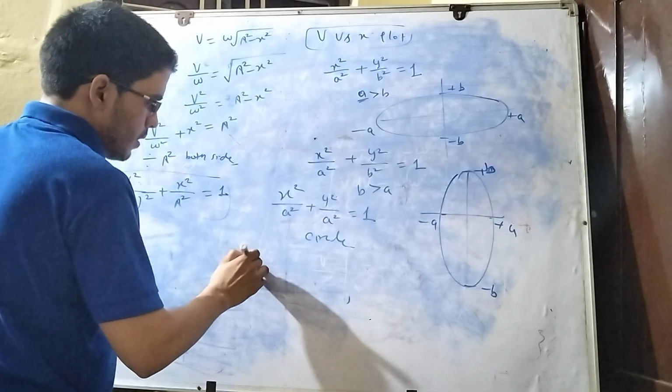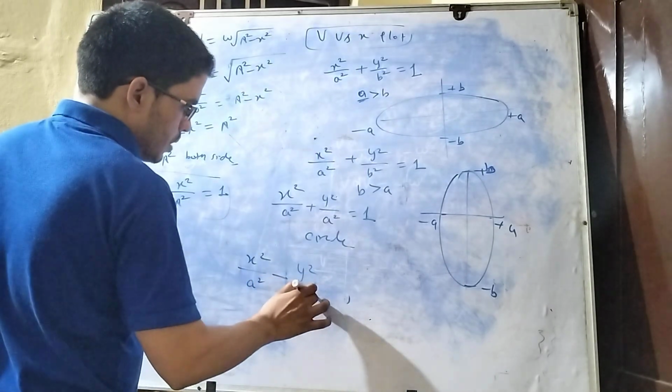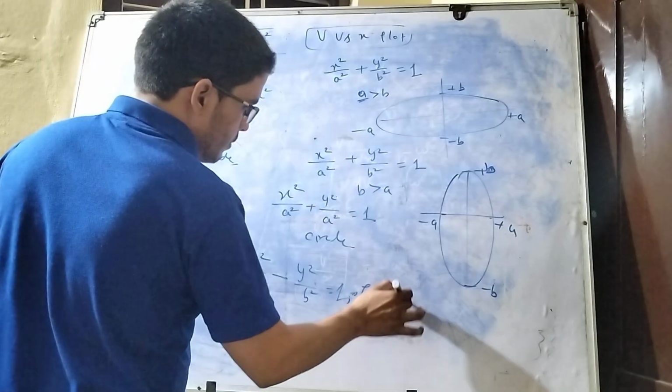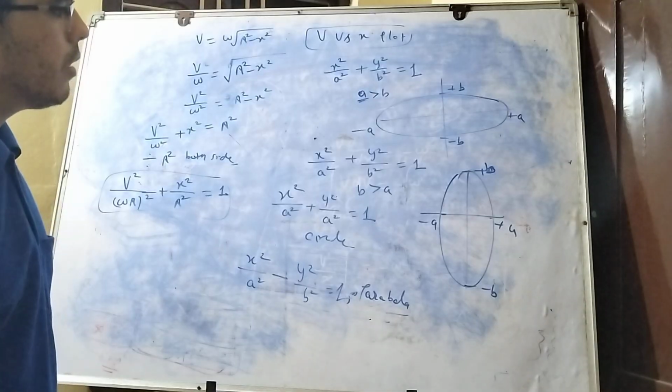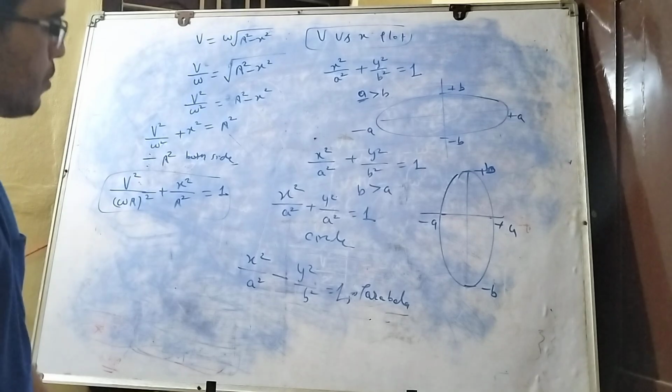Okay. Suppose given x square upon a square minus y square upon b square equals to 1, that is hyperbola. So every concept you remember please, because many questions you will get related to that conic section chapter in mathematics. Okay.